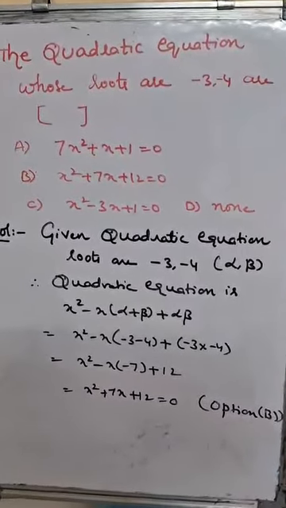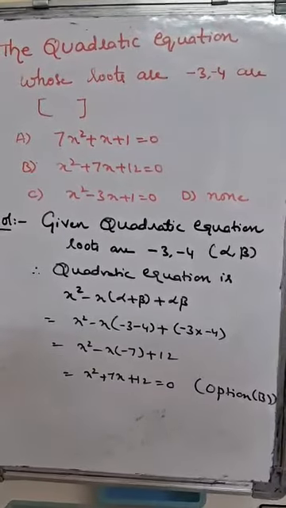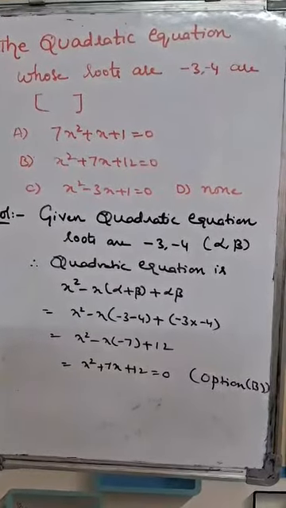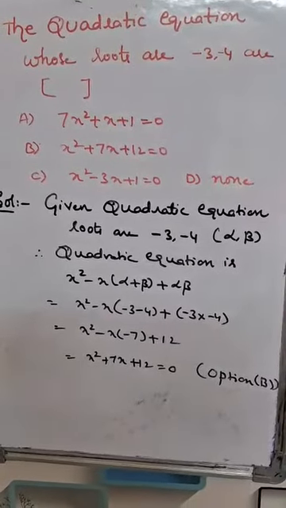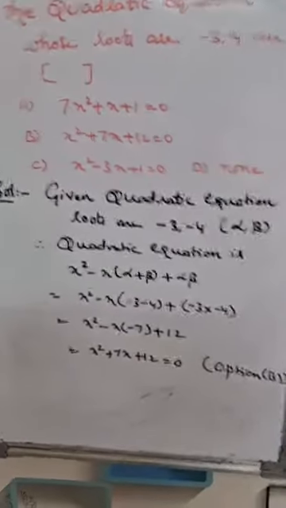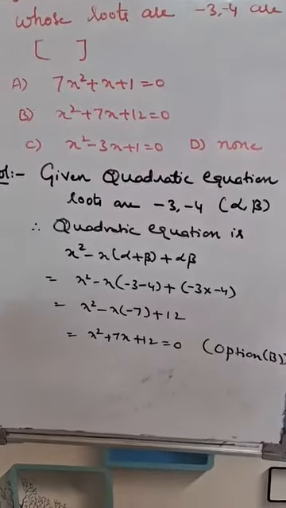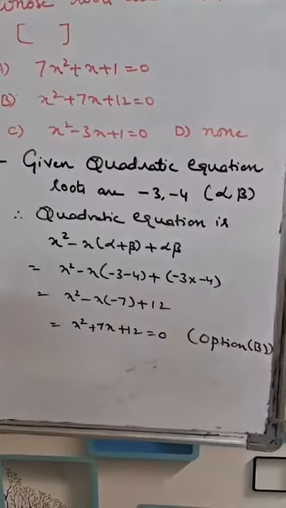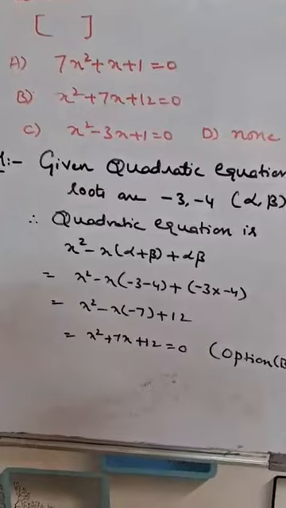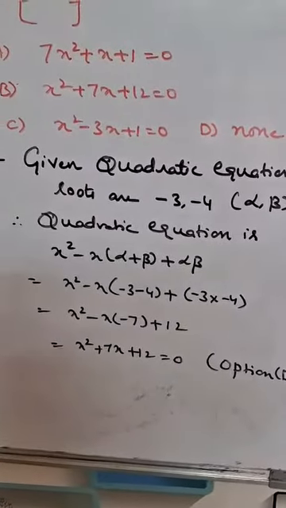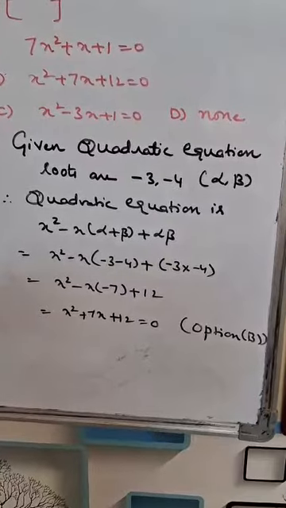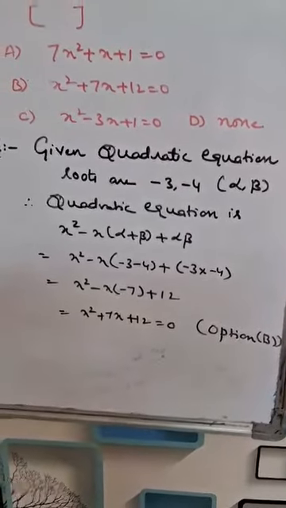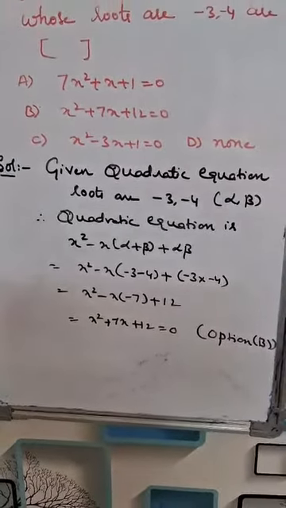So first, write down the given quadratic equation's roots, -3, -4, which can be denoted as alpha, beta. So what is the quadratic equation in terms of alpha and beta? x square minus x into (alpha plus beta), sum of the roots, plus alpha into beta, product of the roots. So x square minus x into (-3 minus 4) plus (-3) into (-4). Simplify and we get x square plus 7x plus 12 equals 0.